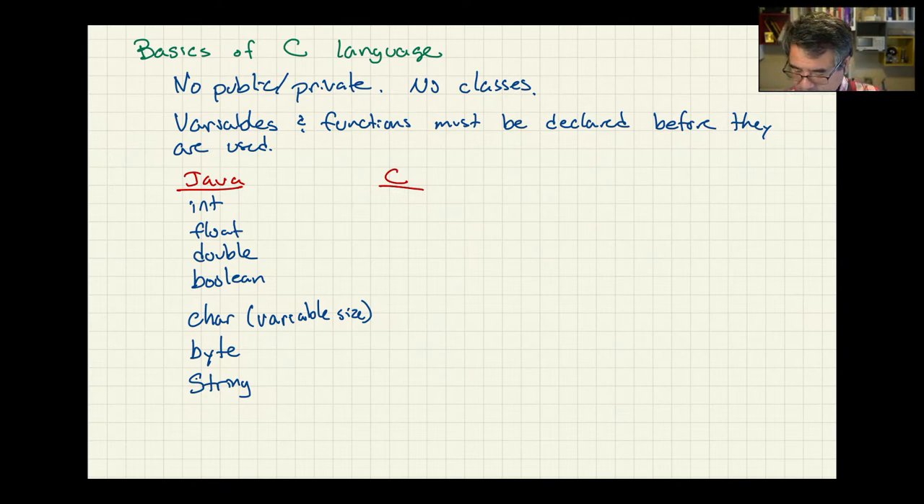So let's go over this list of variable types, like int and float and double. I've written down here some of them under the Java column. I want you to tell me what's the equivalent that you would use in C. So for int in Java, what's the closest thing that you would use in C in order to accomplish the same thing?